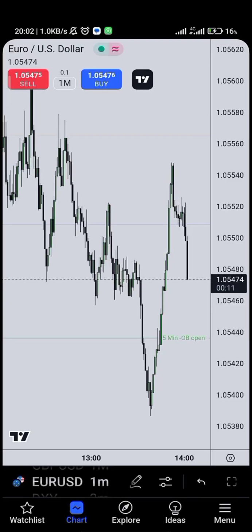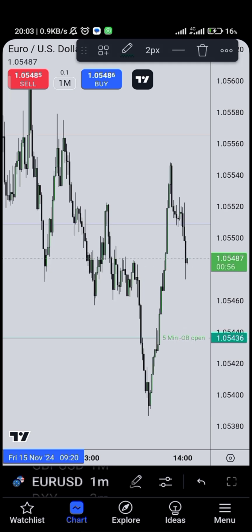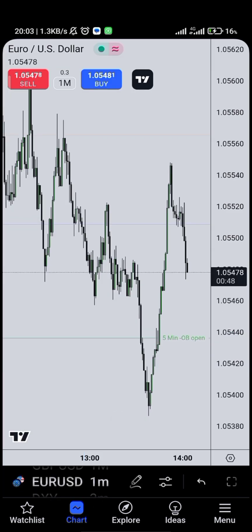So this is the PM session, silver bullet. It's 2 p.m. New York local time, that's Eastern Standard Time. I want to go short once price retraces to that inefficiency.